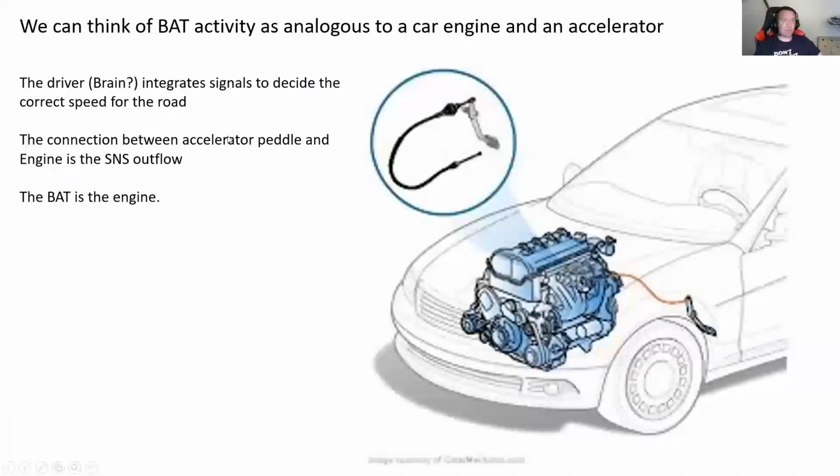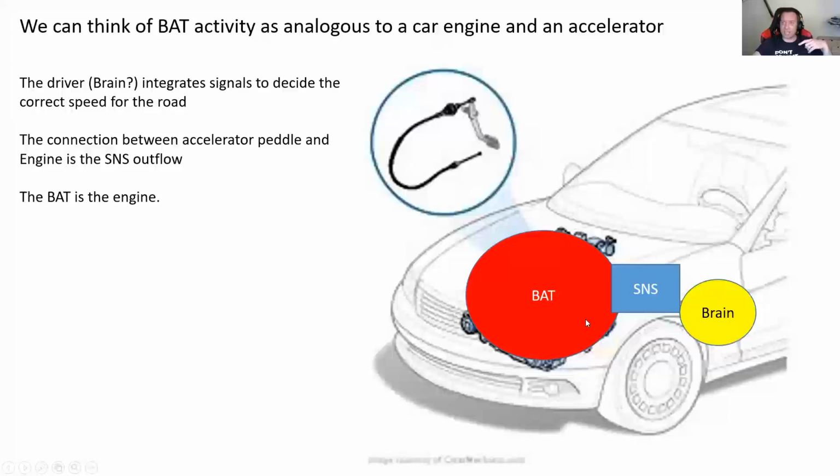So we can think of this whole system as kind of analogous to a car engine and accelerator. The brain is like the driver integrating all the signals, so what they're seeing happening on the road, to decide how fast they want the car to go. And then they're going to press the accelerator pedal, which is this connection here, which is the S&S, and that's going to go to the engine, and it's going to make the engine either go faster if you press the accelerator harder, or if you take your foot off the accelerator, the car's going to slow down.